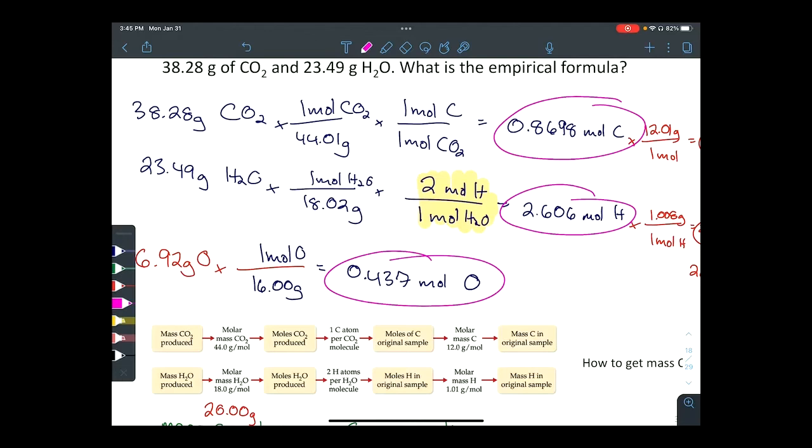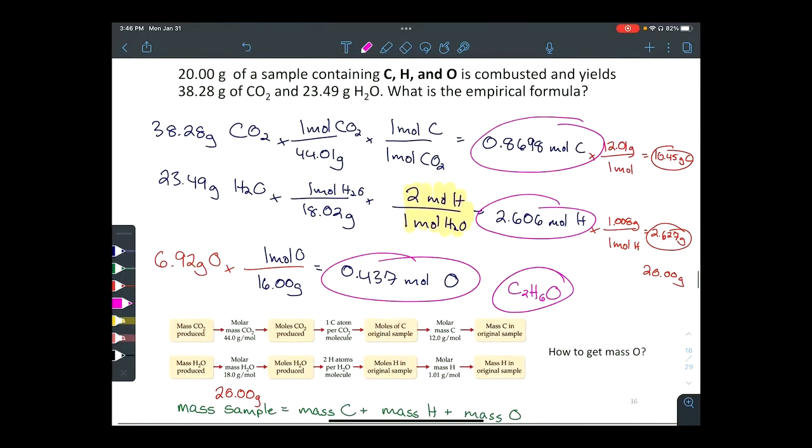See why I stopped in the middle of the calculation and then did one more step? So I didn't have to go back. These are all the pieces we need to get the empirical formula. It's exactly the same as the previous one. What number do we divide all of those by? The 0.437. So I think the empirical formula is C2H6O. Good, very similar steps. You have to do something funny with oxygen.